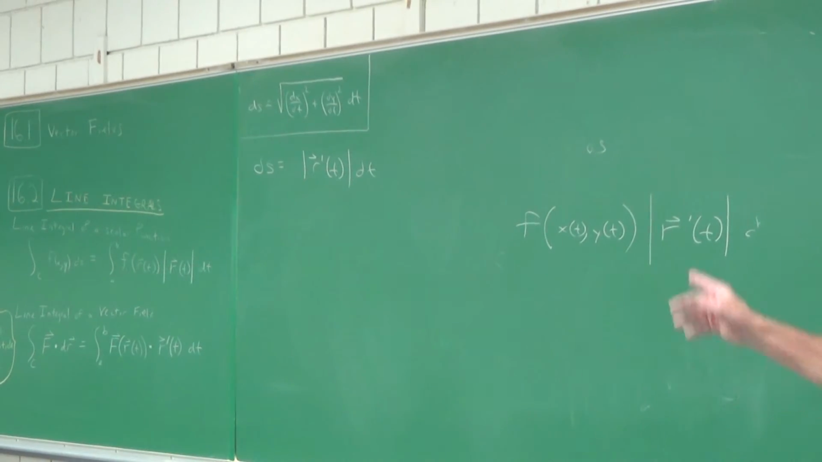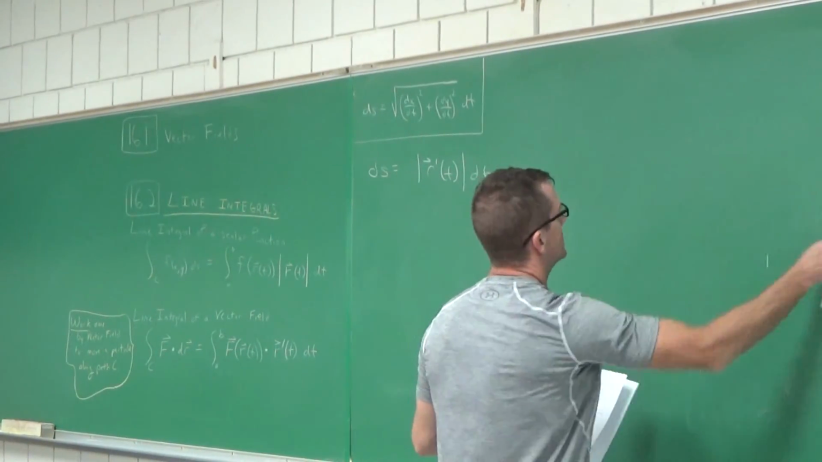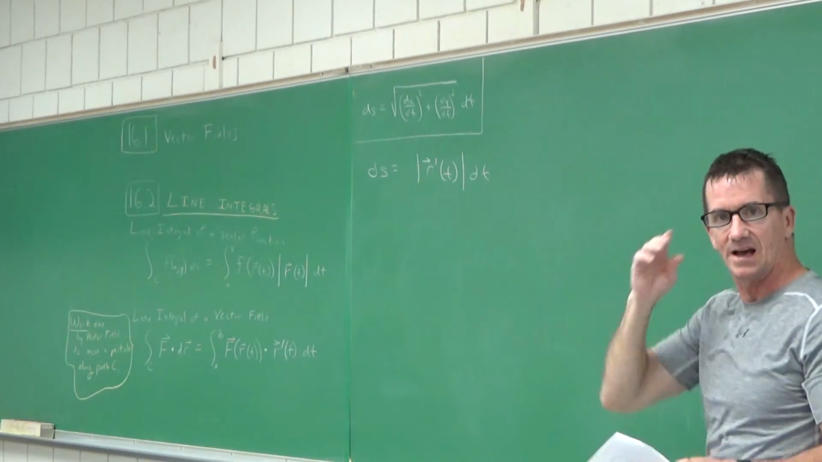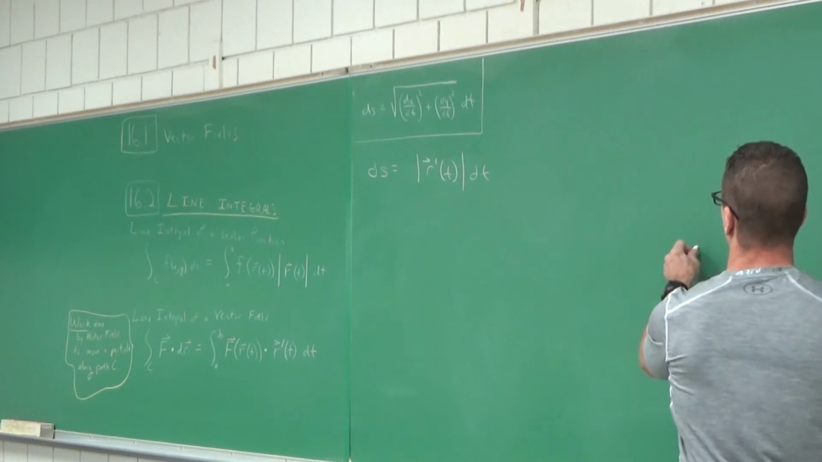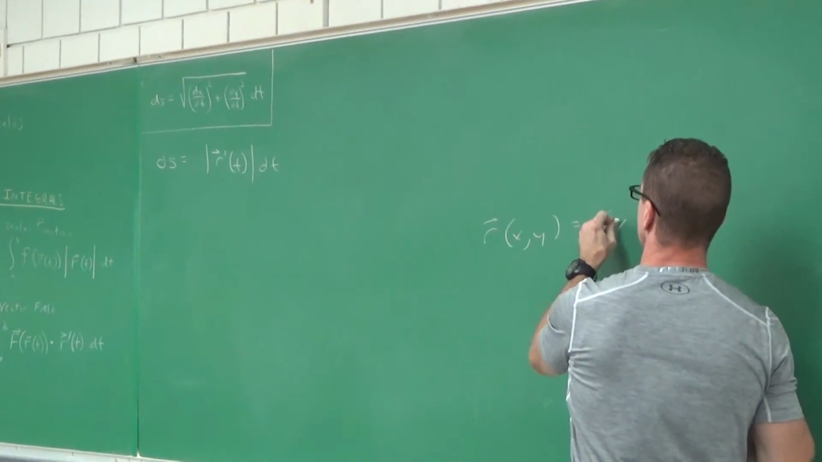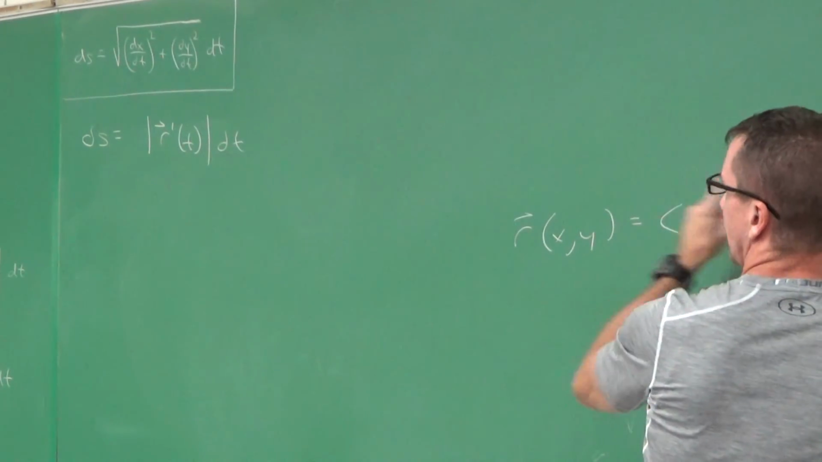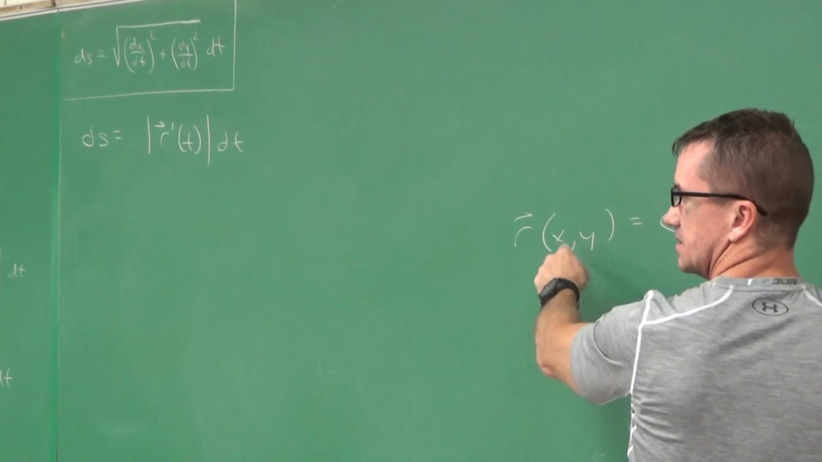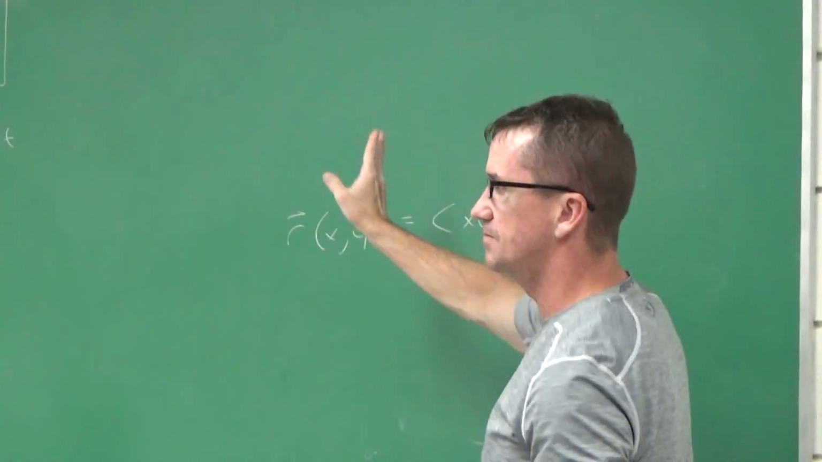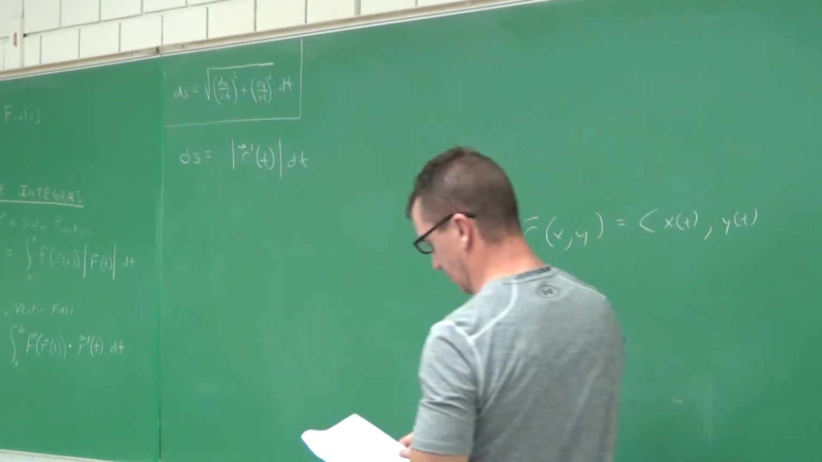And that's what I'm saying here: some r represented as some x, y. So we're saying r is some function of x and y. It's got some x of t here and some y of t here. Then we're taking the magnitude of just the derivative of x and the derivative of y, and they get squared. Excellent.